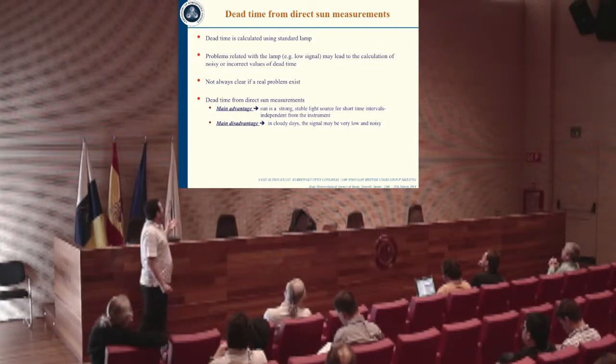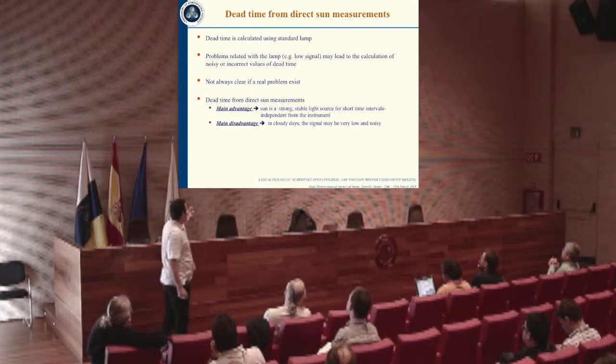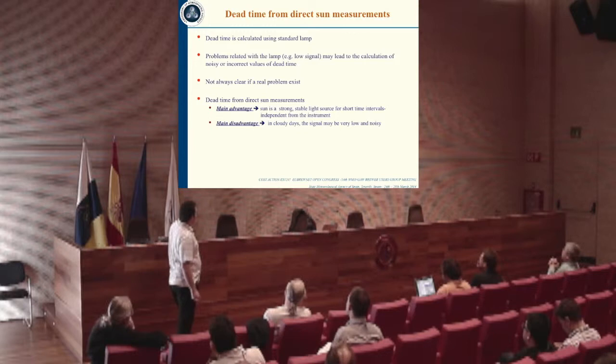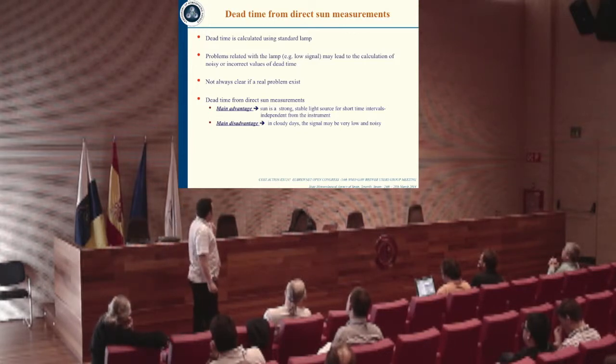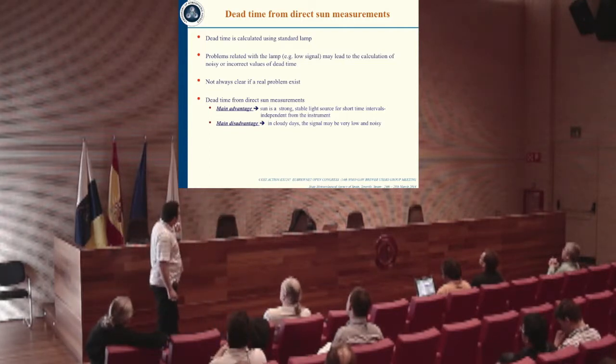The first part of the presentation is about deriving the dead time from direct sun measurements. The main advantage of deriving the dead time from direct sun measurements is that the sun is a strong and stable light source for short time intervals, which is independent of the instrument. The main disadvantage is that on cloudy days, the signal may be very low and noisy, so we cannot calculate a value for dead time.